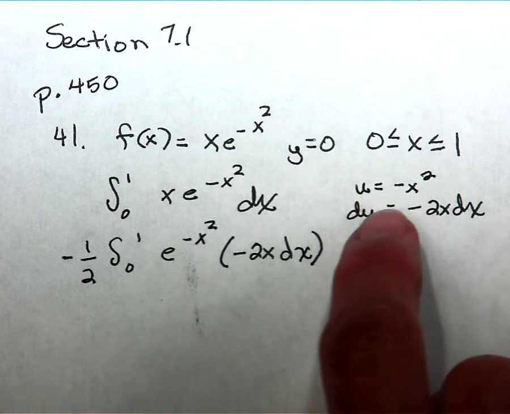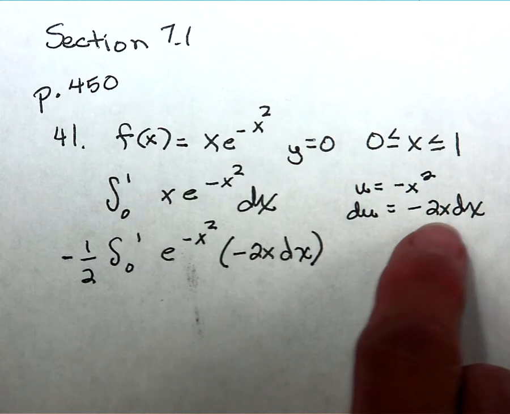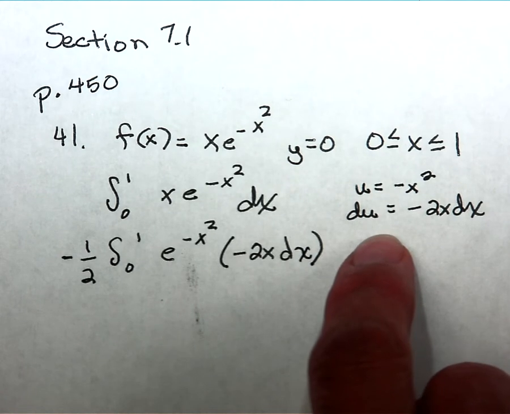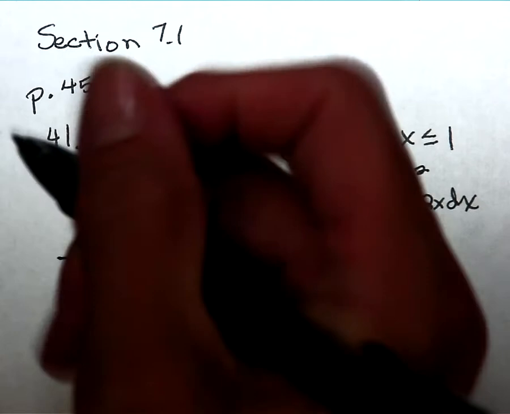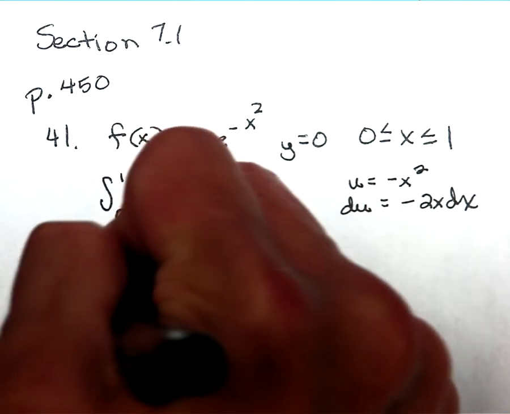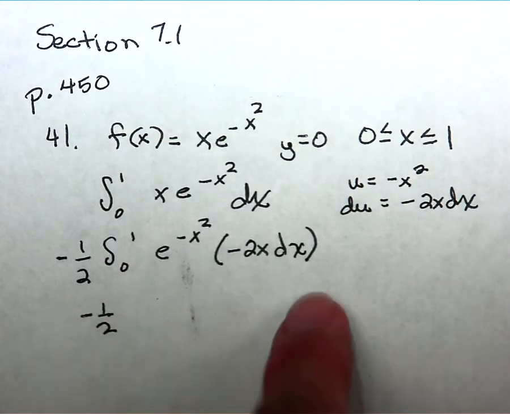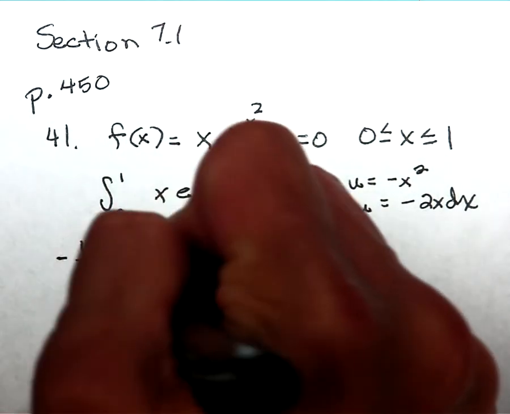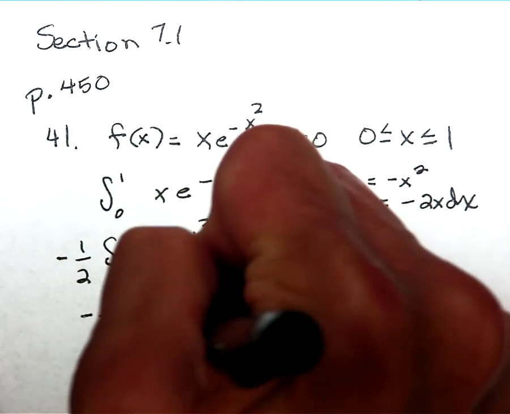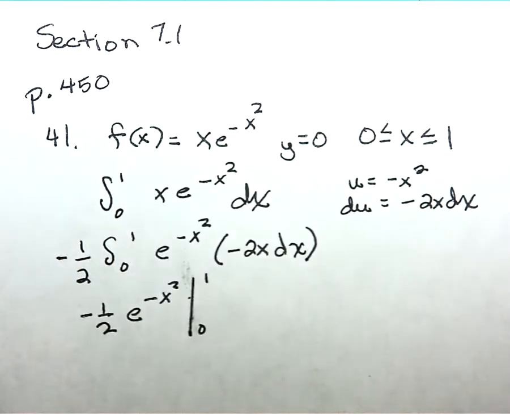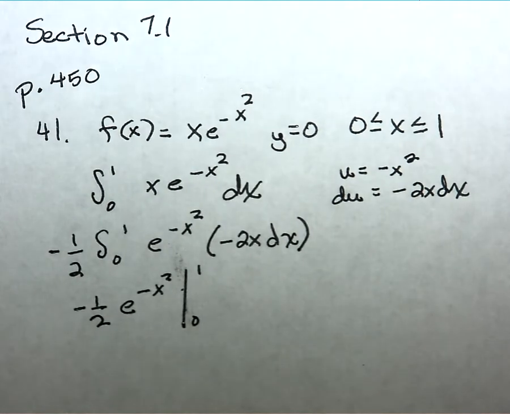But if u is just the negative x squared, then the du is not going to have another e in it. So does that take care of you? You could have negative 1/2 times the antiderivative of e to the u du, which is just e to the u, and then evaluate that at 0 and 1. All right, anything else from 7.1?